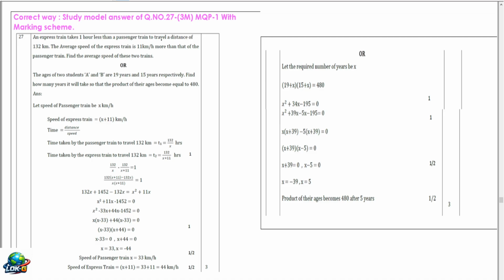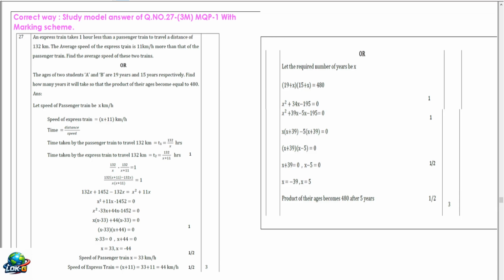And next question. Very important. Very important. Learn carefully. An express train takes 1 hour less than a passenger train to travel a distance of 132 km. The average speed of the express train is 11 km per hour more than that of the passenger train. Find the average speed of the two trains.